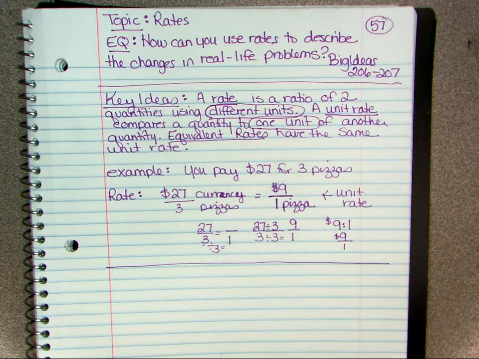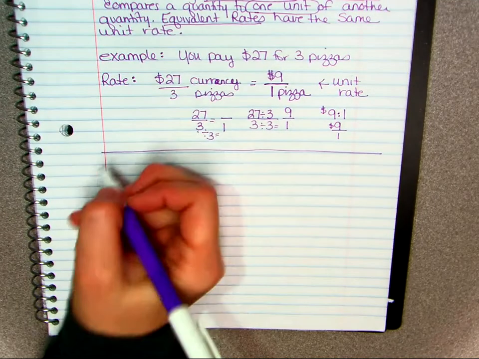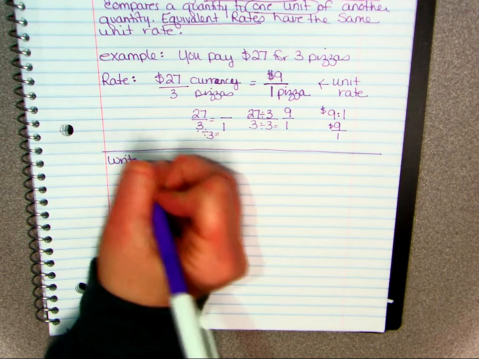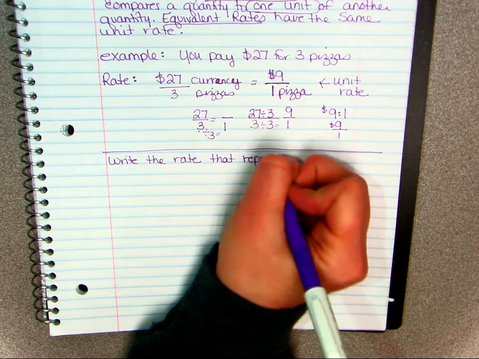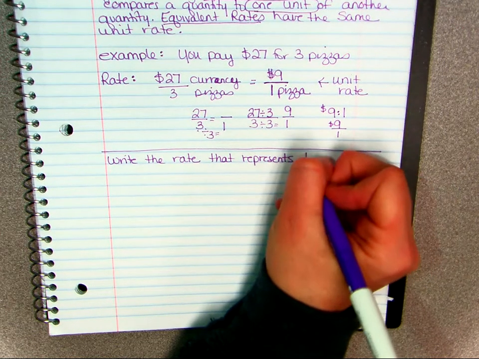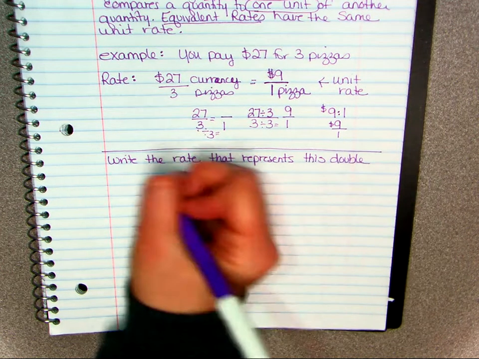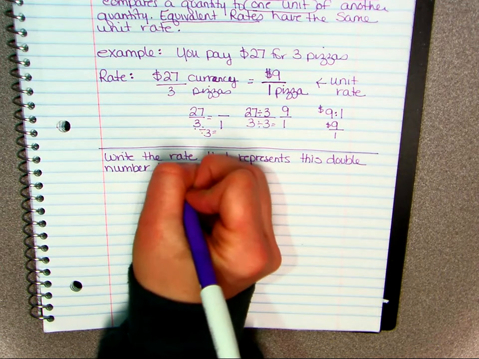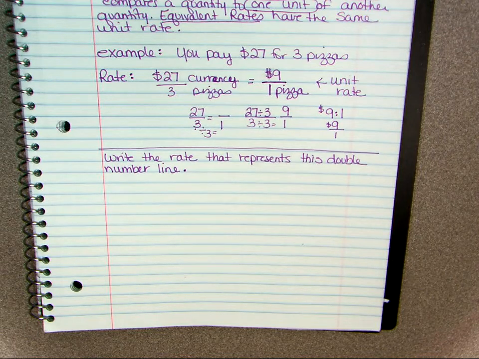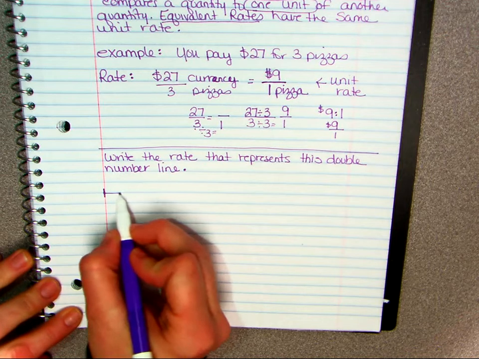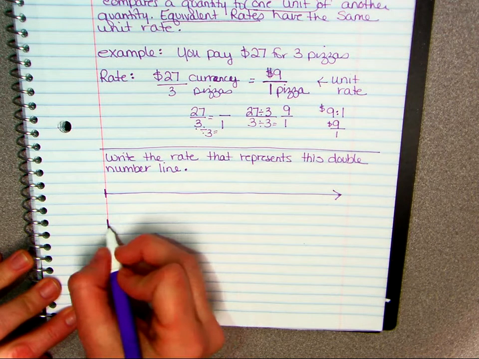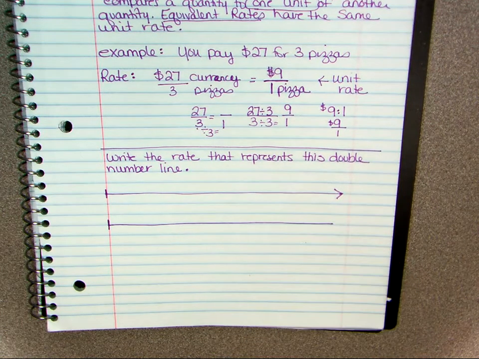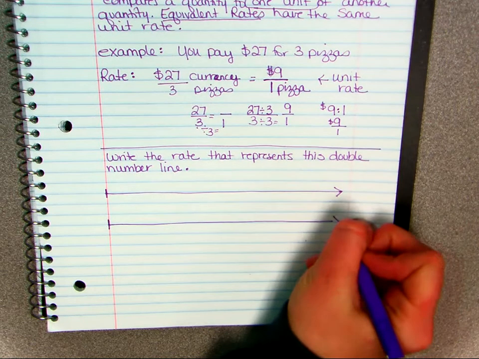Now let's look at an example where we're using a double number line. So we're going to write the rate that represents this double number line. It's going to give you a double number line, and you want to look at it and write a rate that goes with it. So my first number line, the line that goes out to here, and I'm going to have a second number line right here. My second number line is going to go the same amount.